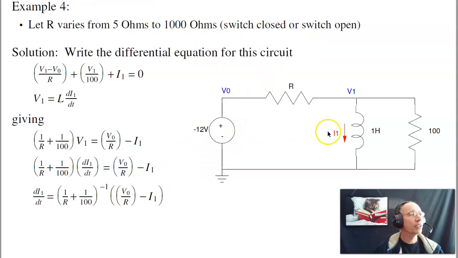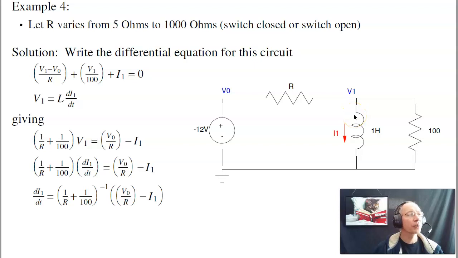To illustrate that, here's the circuit. I'm going to have a variable resistor that's trying to simulate a switch closed, switch open. When the switch is closed, I have 5 ohms, and the 12-volt supply builds up current, builds up energy in the inductor. When the switch opens, I'll switch that to 1,000 ohms. The energy in the magnetic field collapses, and it has to go somewhere. It'll go through this 100 ohm resistor.